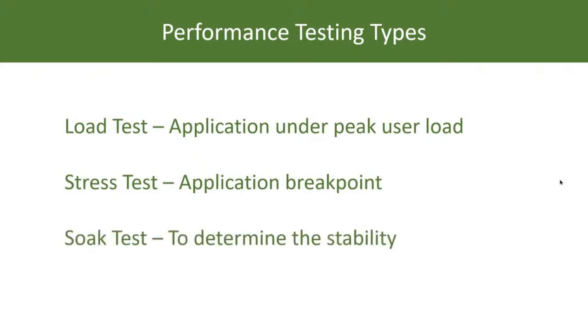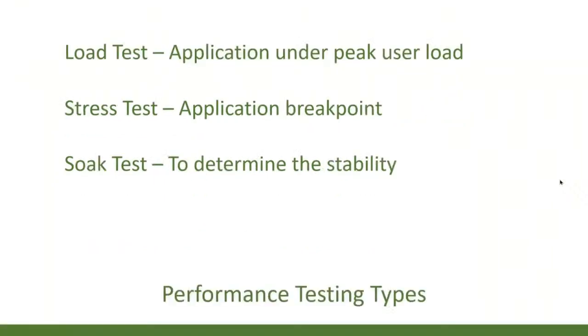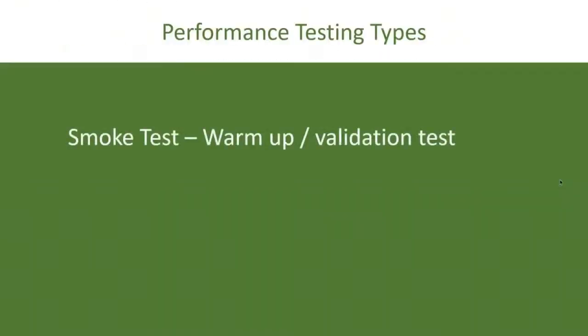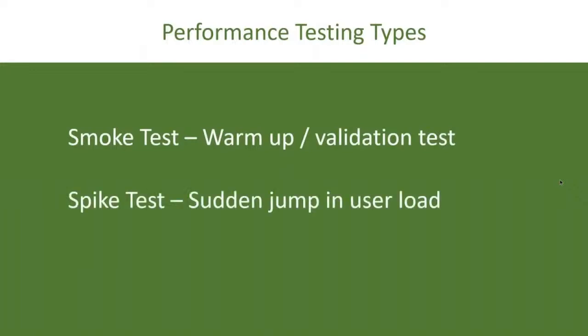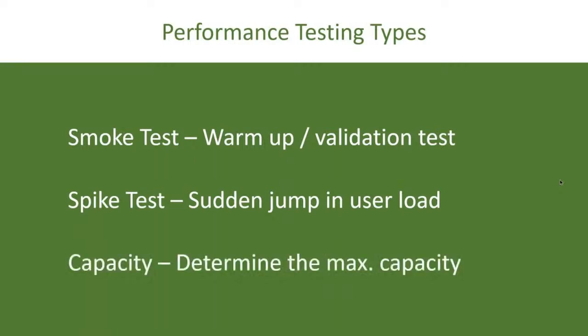Soak test is to determine the stability of the system, also called endurance. Smoke test is usually for warm up and validation testing. Spike is to simulate a sudden jump in the user load. We'll be designing all this in the scenario design. And capacity should determine the maximum capacity of that particular system, that is, without any major performance degradation.